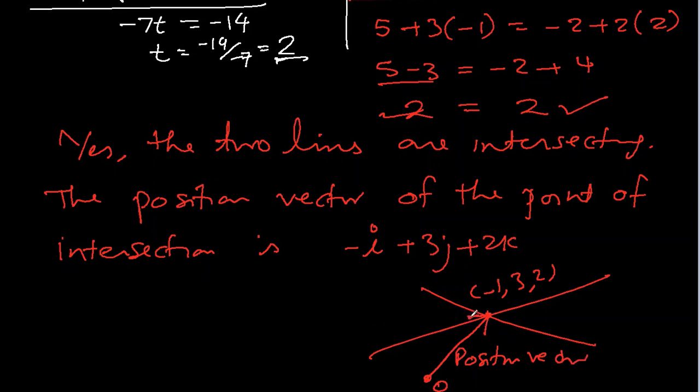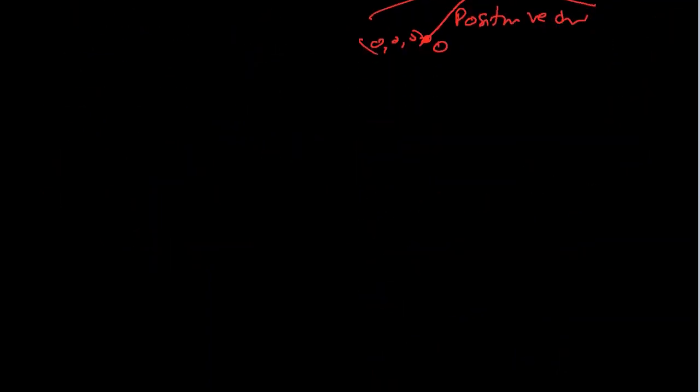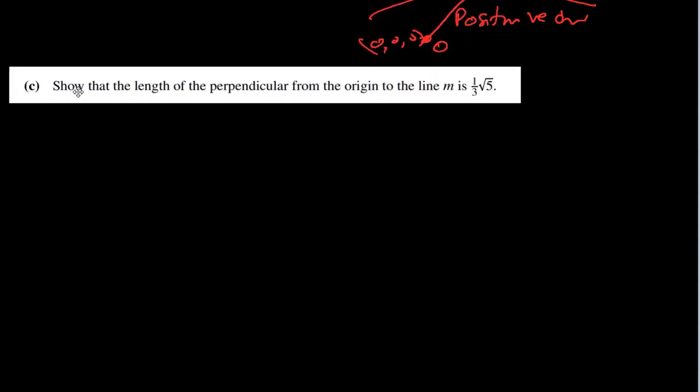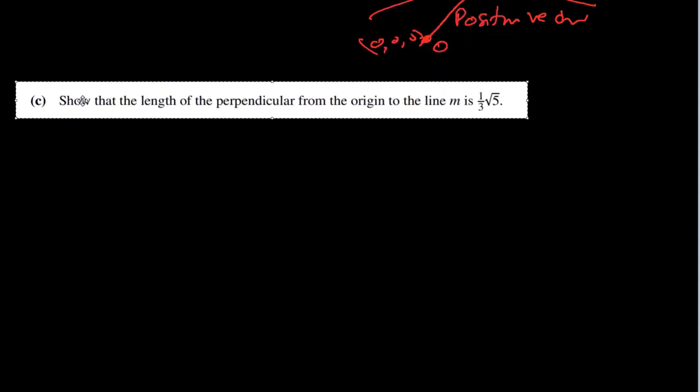And whatever the coordinates of the head are become the position vector, and that's why I wrote this as a position vector, because with comparison to 0, 0, 0, these are the position vectors and they are expressed like this. Let's get to the next part of the same question, which is this. Show that the length of the perpendicular from origin to the line M is 1 over 3 square root 5, and this will need some work.